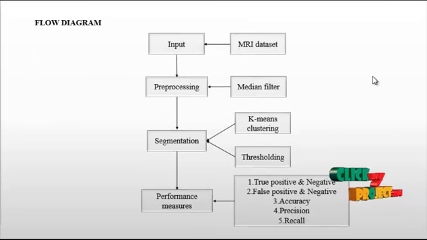Let us discuss the flow diagram of the process. First of all, we take the input. The input is the MRI data set, that is, the brain images we get as input, and the next step is pre-processing.